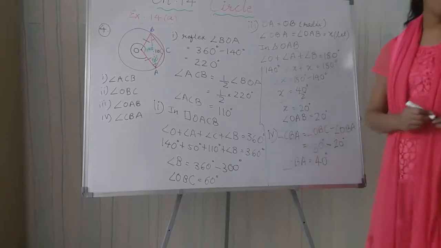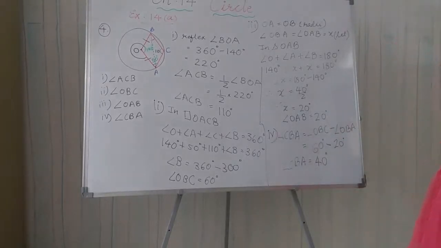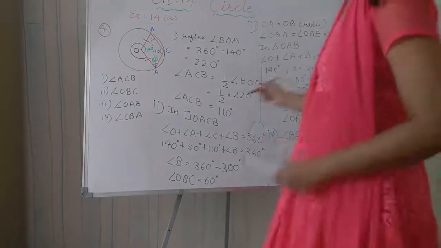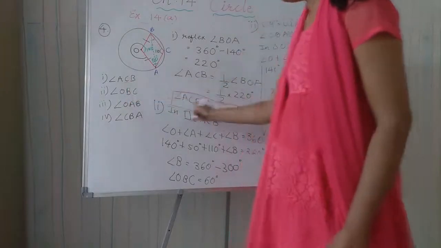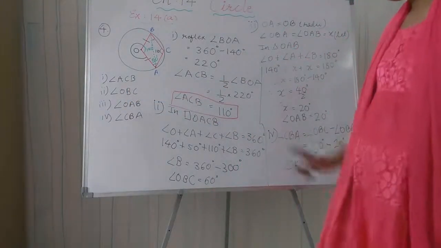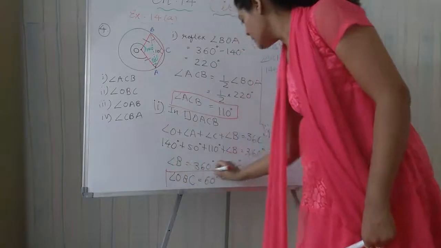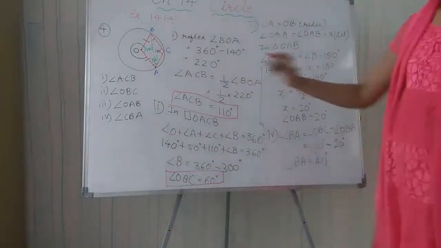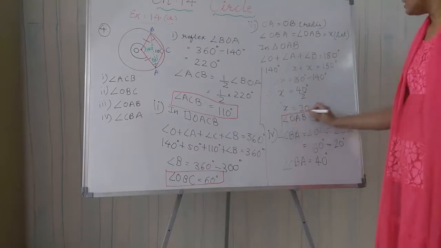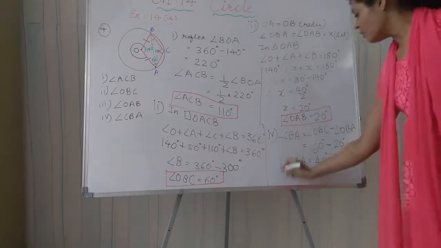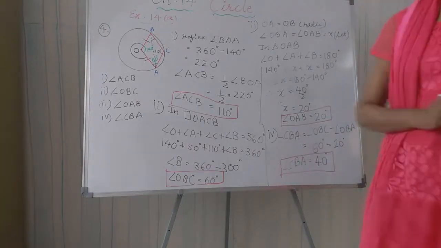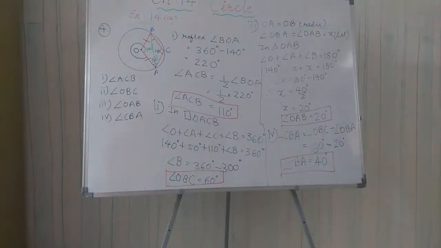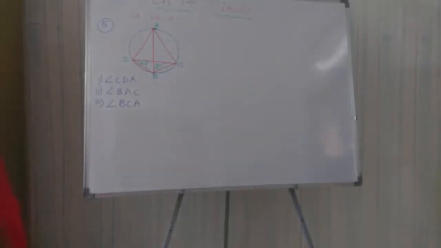So, students, you can see all four angles are found. Now let us highlight our answers. The first answer, angle ACB, is 110 degrees. The second answer, angle OBC, is 60 degrees. Then angle OAB is 20 degrees. And the fourth angle, angle CBA, is 40 degrees. This way we got all the four answers of question number 4. Let us continue with question number 5 here.